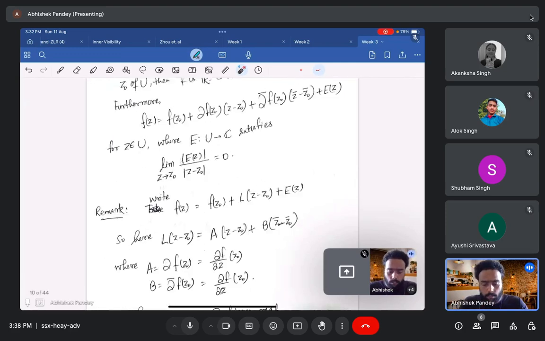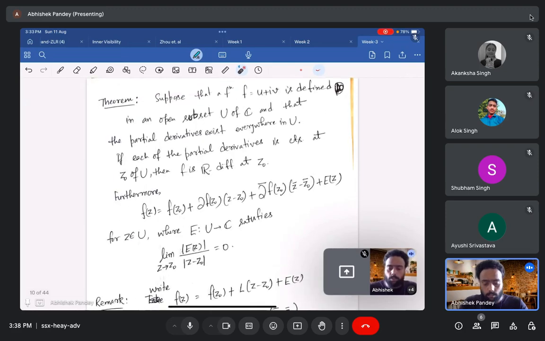Okay, so this theorem is important. Suppose that a function f is defined in an open subset U of C. Here, just note that I am not using connectedness because in the proof connectedness is not required. But just to make things not more complicated, we use the assumption of connectedness, an open and connected set.